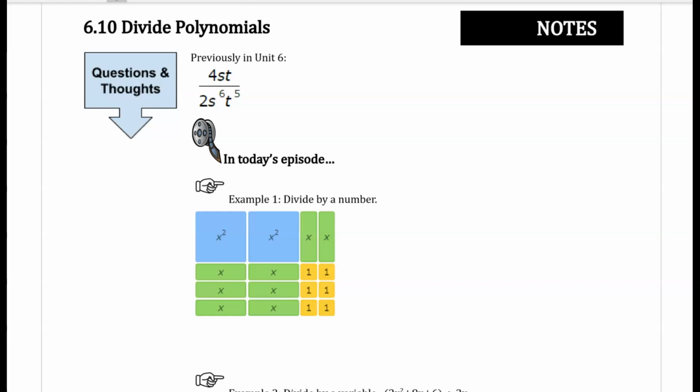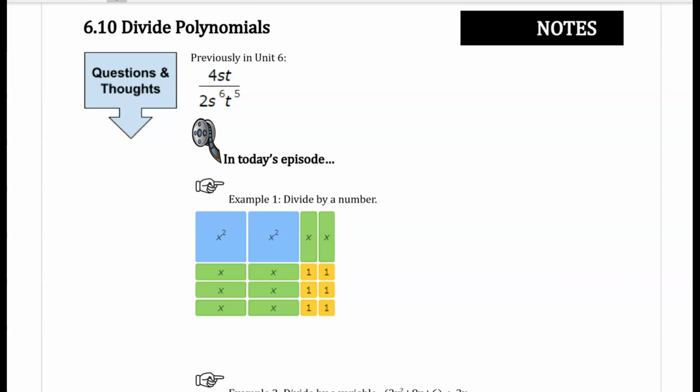In lesson 6.10, we're going to divide polynomials. And you might think, wait a minute, haven't we already done this when we used rules for exponents? And we did. We had fractions, and fractions indicate division, but we had a monomial in the numerator and a monomial in the denominator. And of course that means we don't have any addition or subtraction, we only have multiplication and division.